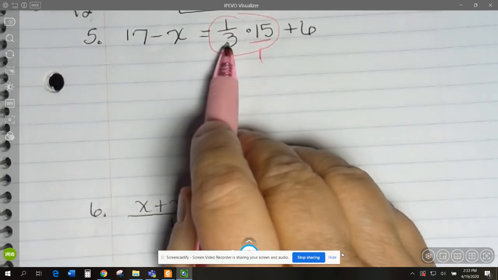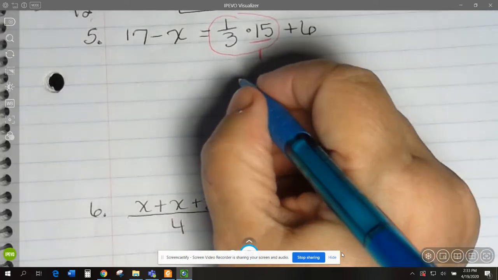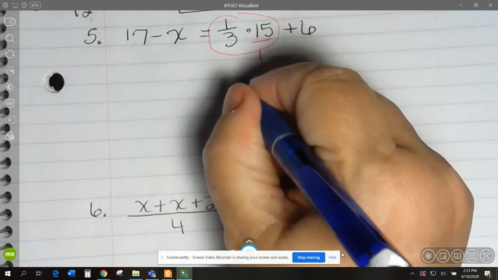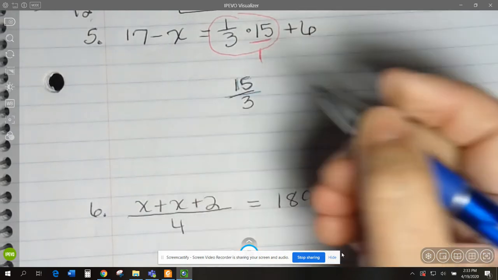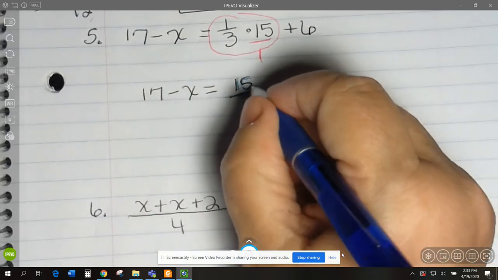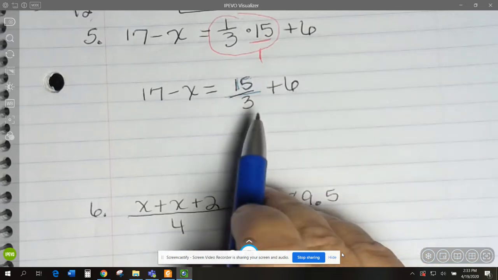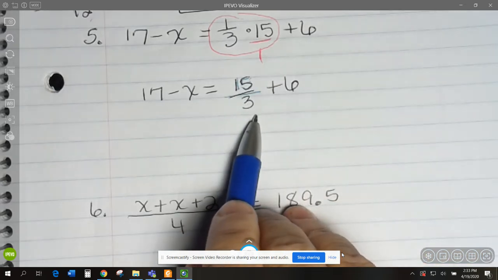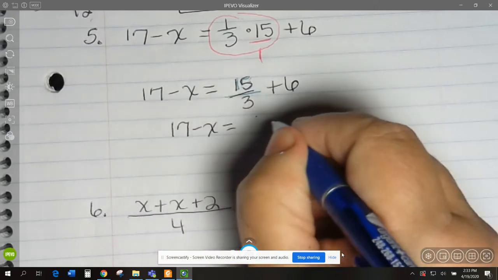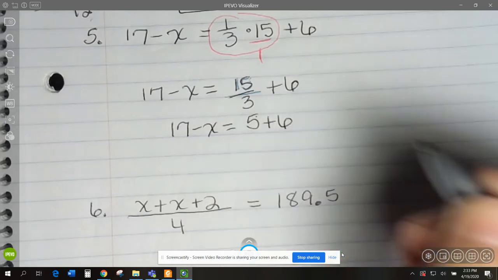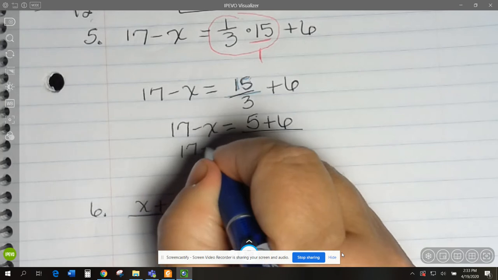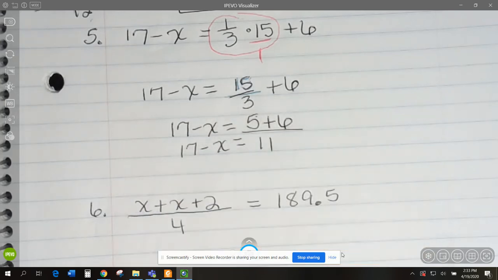Then we multiply our numerator times our numerator and denominator times denominator. So we'd have 15. 1 times 15 is 15. And 3 times 1 is 3. So I have 17 minus x equals 15 divided by 3 plus 6. What's 15 divided by 3? 5. So I have 17 minus x equals 5 plus 6. 5 plus 6 is 11. 17 minus x equals 11.